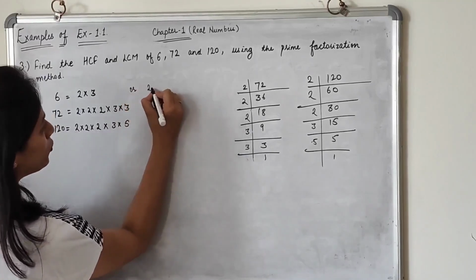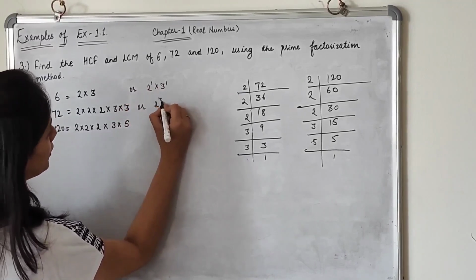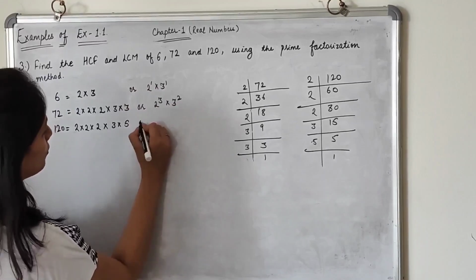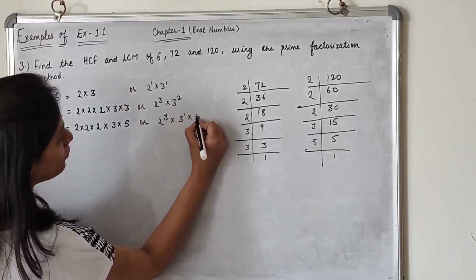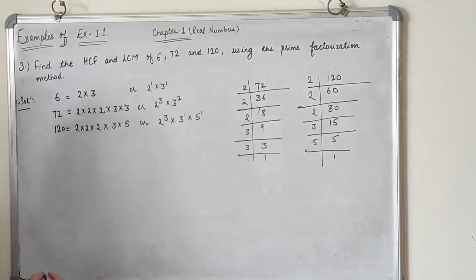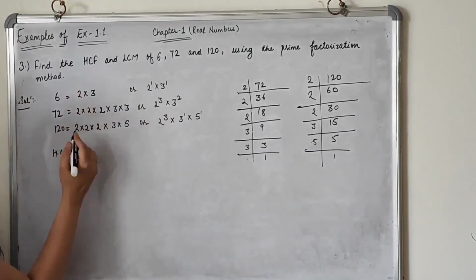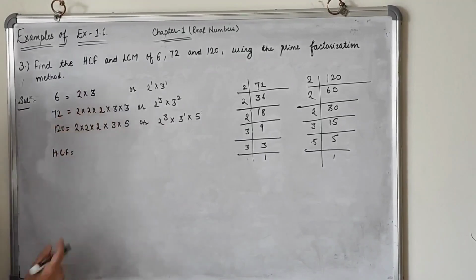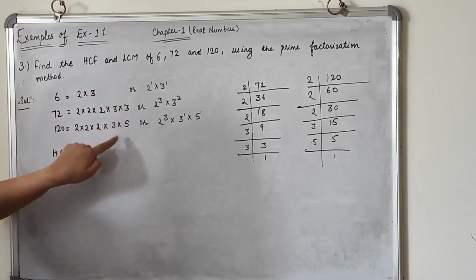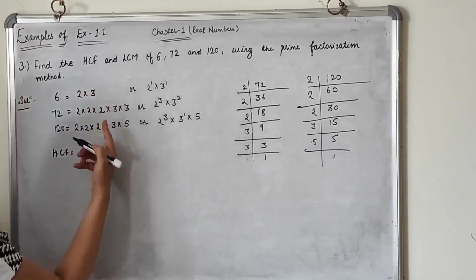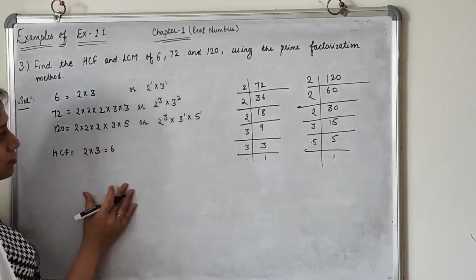How else can we write it? 2 power 1 into 3 power 1, and 2 power 3, 3 power 2, and 2 power cube into 3 power 1, 5 power 1. Right? So what we need to find? HCF. Take common from all these, like 2 is common among all these, 3 is also common among all these, right? So what is the answer? 2 into 3, which is 6.